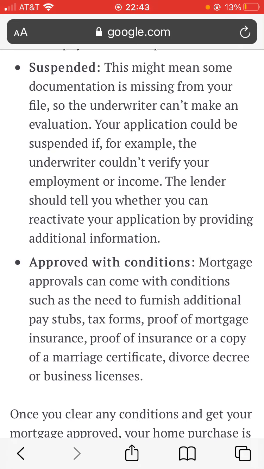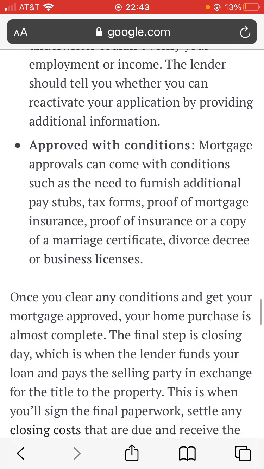Suspended. This might mean some documentation is missing from your file, so the underwriter can't make an evaluation. The application could be suspended if, for example, the underwriter couldn't verify your employment or your income. So the lender should tell you whether you can reactivate your application by providing additional information.